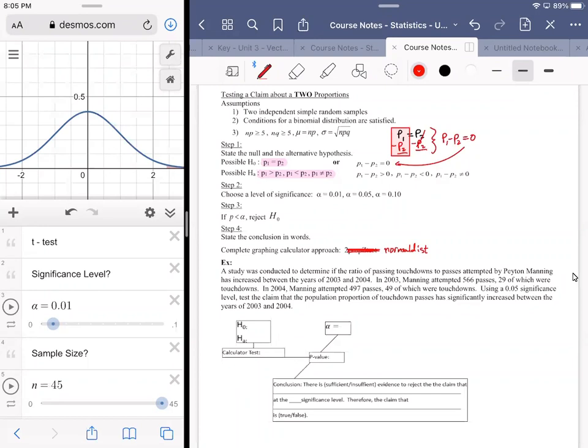All right. So anyway. A study was conducted to determine if the ratio of passing touchdowns to passes attempted by Peyton Manning has increased. You see, even in that moment in terms of the phrasing, has increased instead of had increased, between the years of 2003 and 2004. In 2003, Manning attempted 566 passes, 29 of which were touchdowns.